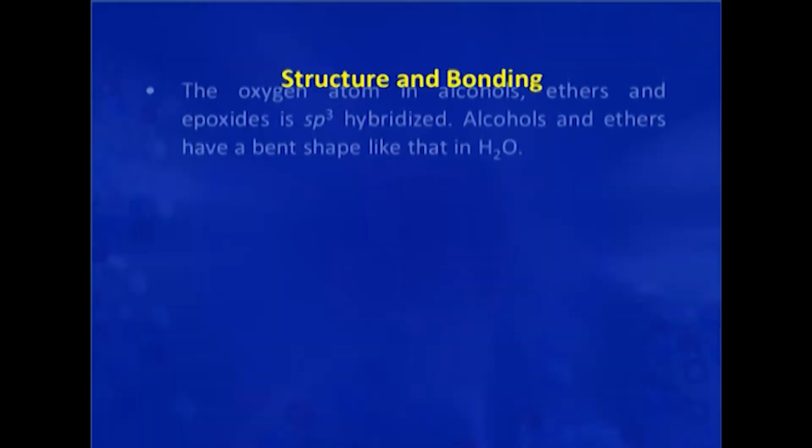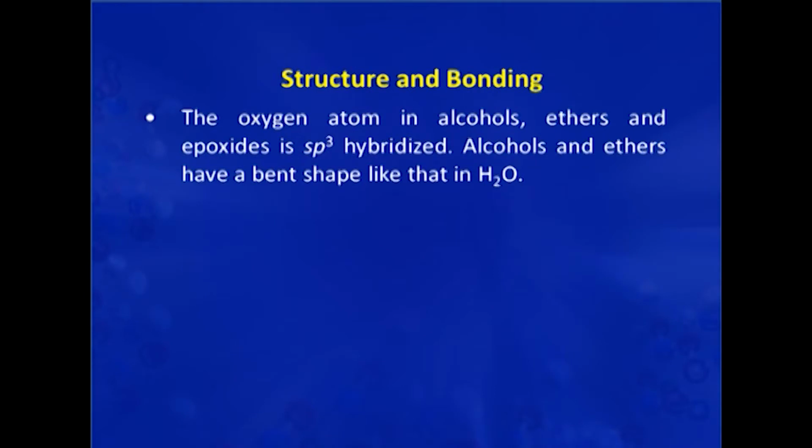If you look at the general formula of ether, ROR, you can see that there is no unsaturation in the molecule, and whenever there is no unsaturation, the molecule has sp3 hybridization, a totally saturated molecule. That is why the oxygen atom in alcohols, ethers and epoxides is sp3 hybridized, and alcohols and ethers have a bent shape like that present in water.